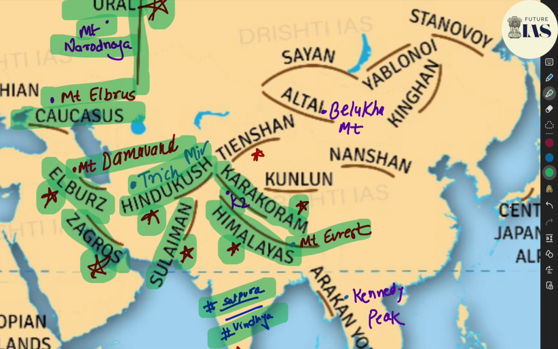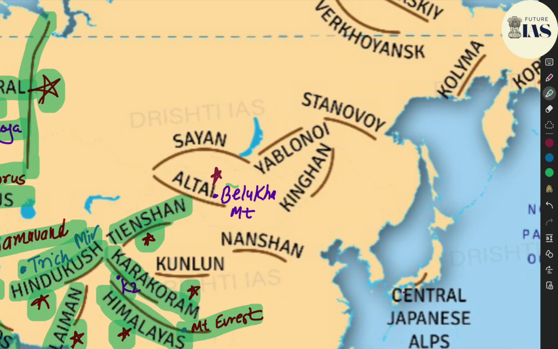Now if we go to the Tibetan plateau, just above this there is the Tian Shan mountain range, which is a fold mountain range. So in inner Asia, where Mongolia and Russia and China meet, there is the Altai mountain range, and it is a fold mountain range, and the highest peak of this mountain range is Mount Belukha.